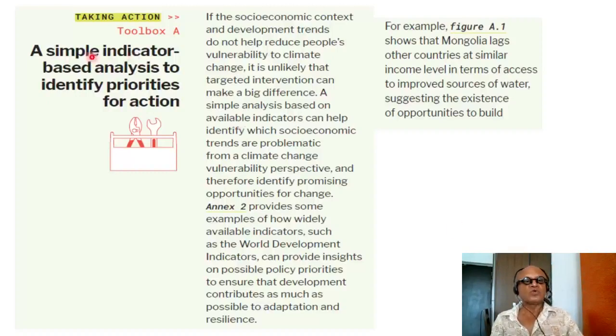Let's look at a toolbox here: a simple indicator-based analysis to identify priorities for action. If the socioeconomic context and development trends do not help reduce people's vulnerability to climate change, it's unlikely that targeted intervention can make a big difference. So you really need an indicator-based analysis that will lead to reducing people's vulnerability to climate change. A simple analysis based on available indicators can help identify which socioeconomic trends are problematic from a climate change vulnerability perspective and therefore identify promising opportunities for change.